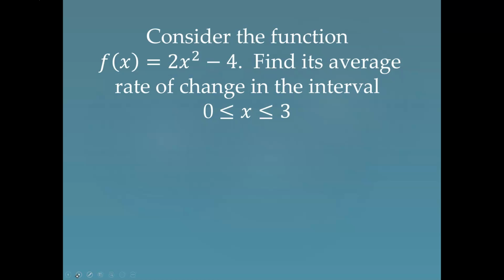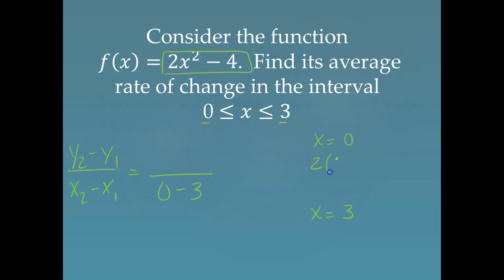So consider the function 2x squared minus 4. Find its average rate of change on the interval between 0 and 3. Again, those are my x values. My first x value is 0. My second x value is 3. First we've got our formula. Let's do the same steps. I know my x's are 0 and 3. Now I've got to find the y pair by plugging these x values into this equation.